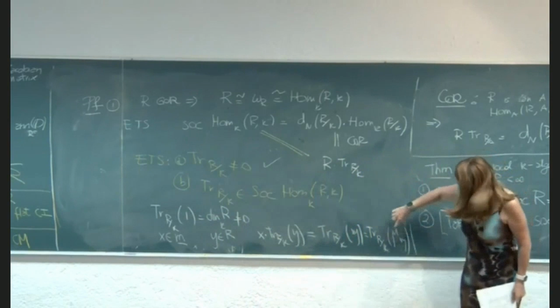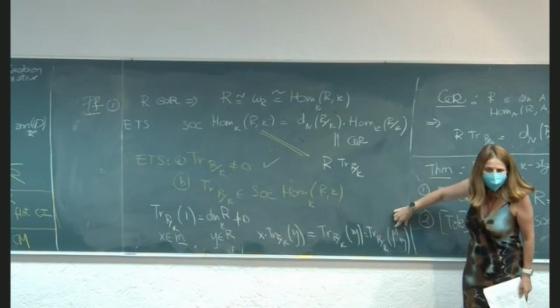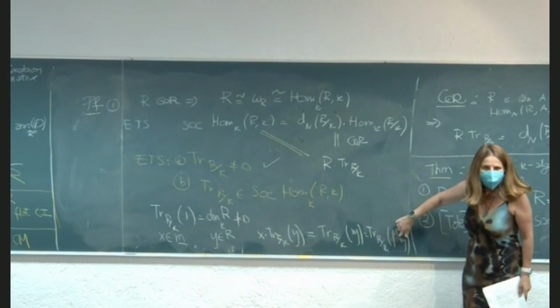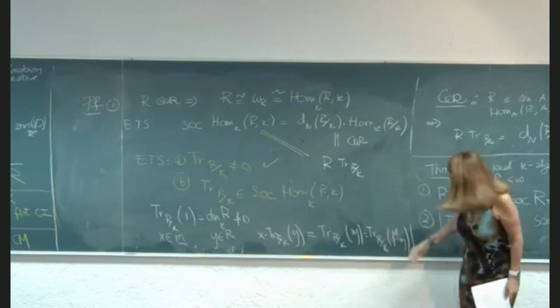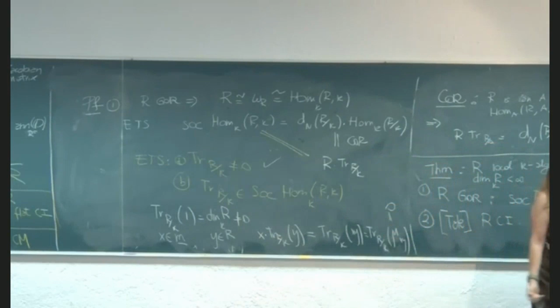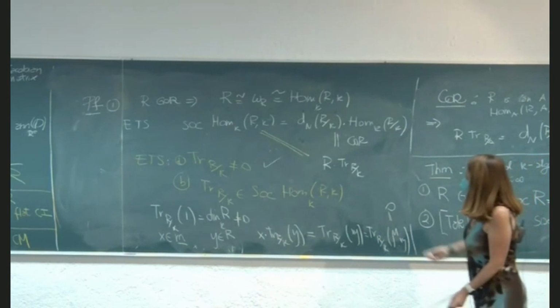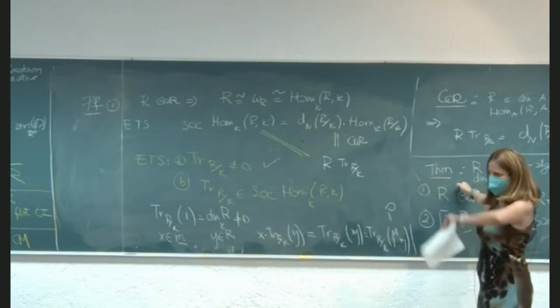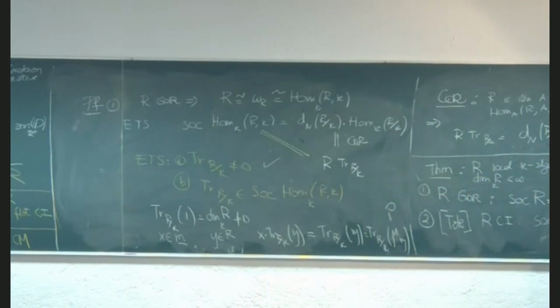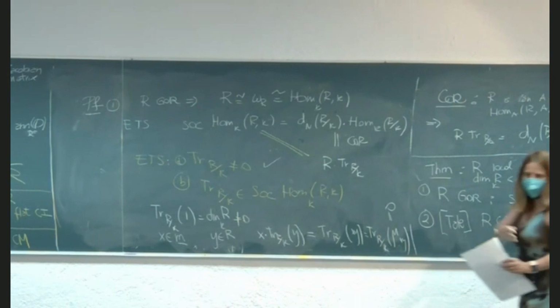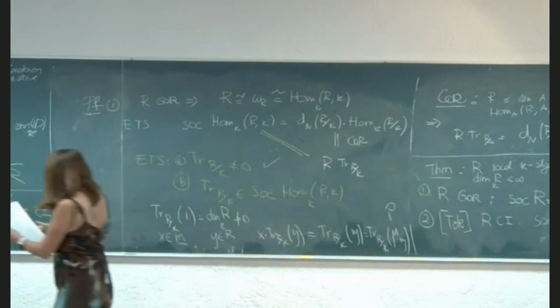Okay? You want to show that this is 0, to show it's in the socle. But this is the trace of xy, which is the trace of the multiplication times xy. And now this endomorphism is nilpotent because the power of the maximal ideal is 0, because the ring is Artinian. So this tells me that this trace is 0, and I'm done. The trace of a nilpotent endomorphism is always 0. So we are done.